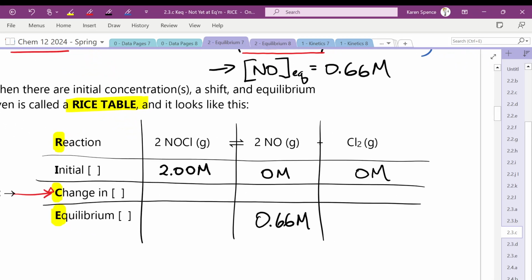Now, if you have 2 of the 3 things in a column, you can figure out the other one. So in this column right here, we start at 0, we finish at 0.66. Did we go up or down? We went up, so this is plus 0.66, right? 0 plus 0.66 is equal to 0.66.